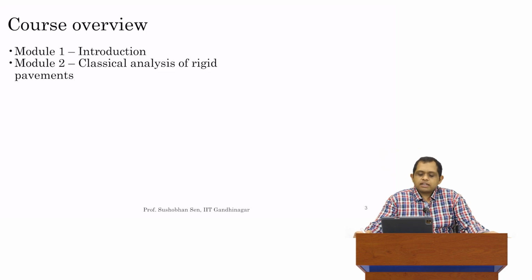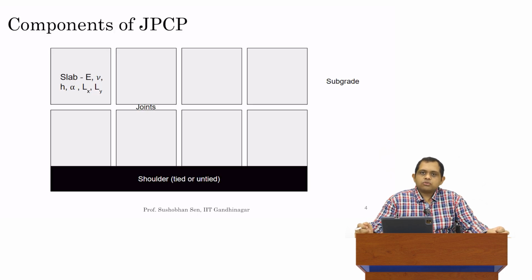Okay, so the lecture objectives today, we will explain the need for plate theory. We'll see why we have to use a special theory called plate theory to analyze rigid pavements. And we will derive a particularly important and historical equation called the Sophie-Germain equation, which forms the basis for analysis of rigid pavements. So as I mentioned, module 1 was introduction, and now in module 2, we've entered into classical analysis of rigid pavements.